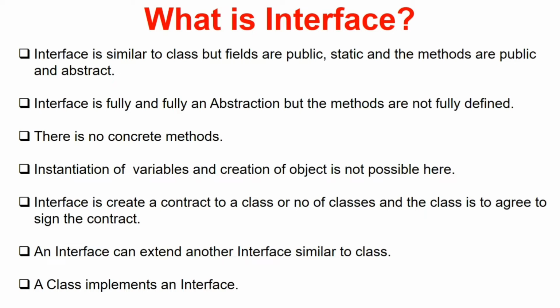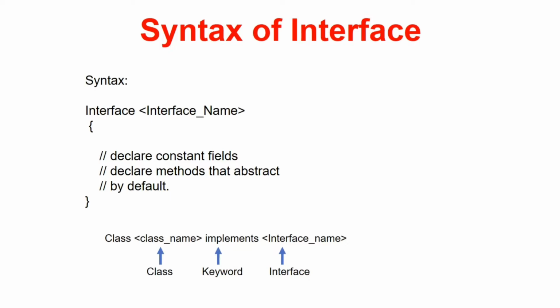So an interface can extend another interface, similar to a class. A class can implement an interface. So now we move on to the syntax of an interface. Here it is a similar way of declaring a class. Normally we declare a class followed by the class name. Similarly, an interface is followed by the interface name, and the interface may have some constant fields and abstract methods by default.